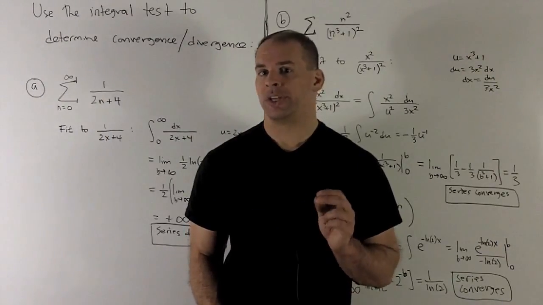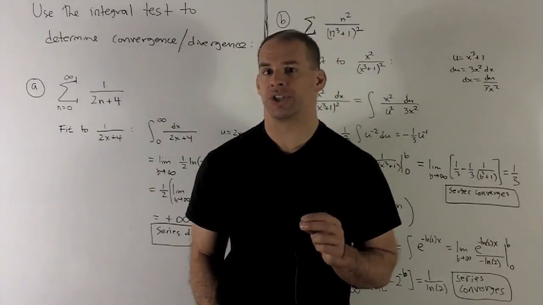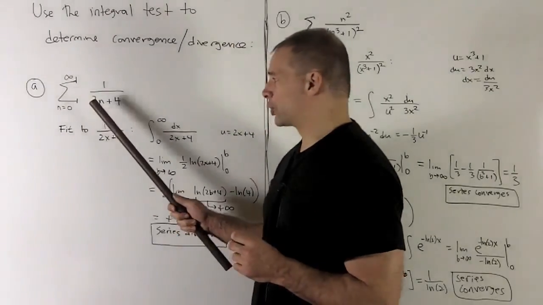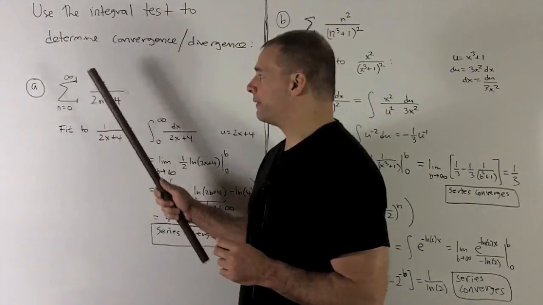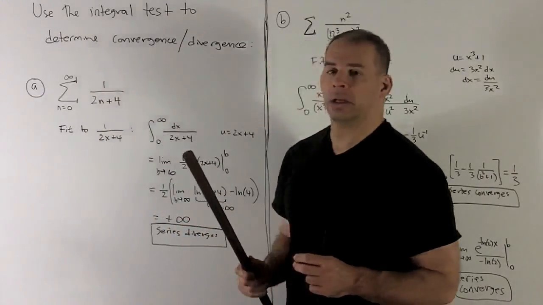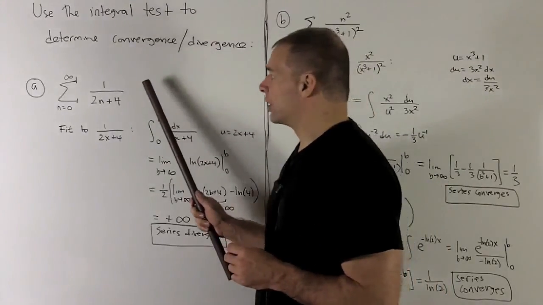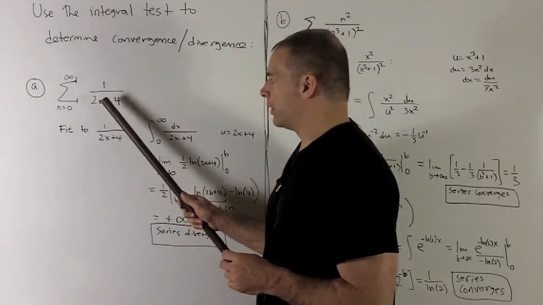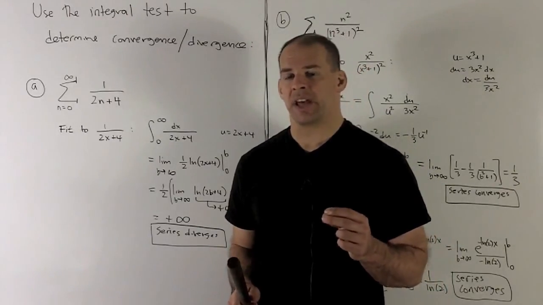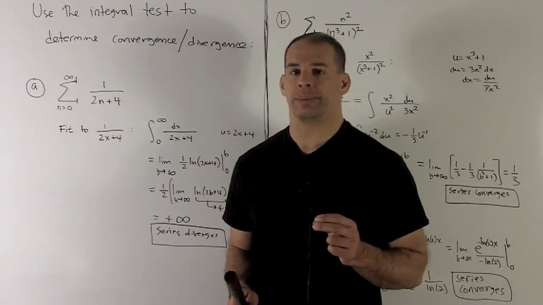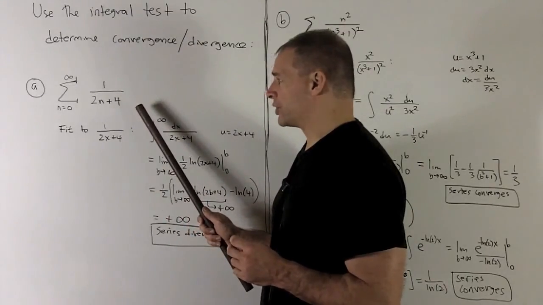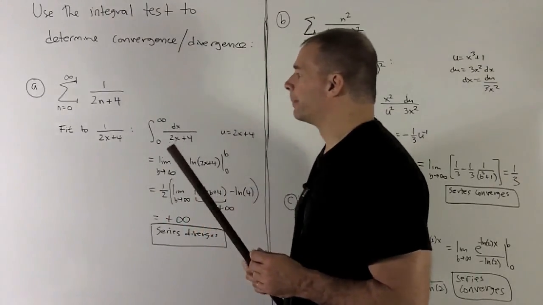Exercise. Use the integral test to determine the convergence or divergence of the following series. My first one, I have the sum from n equals 0 to infinity of 1 over 2 to the n plus 4. If I apply the limit test to this, I see where the limit of 1 over 2 to the n plus 4 goes. That's going to go to 0, so my limit test tells me inconclusive. So this thing makes it past our limit test when we check for divergence. So I need to do more work.